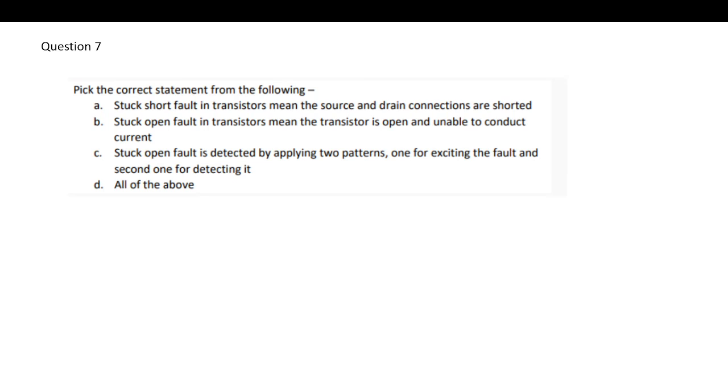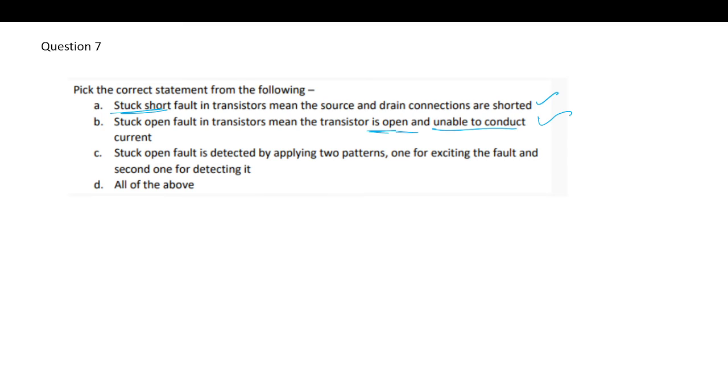Pick the correct statement from the following. So the stuck short fault in a transistor means the source and drain connections are shorted. Yes, this is true. When the source and drain are shorted, that transistor is always going to be in the conducting state. And stuck open means the transistor is not going to conduct, so it is unable to conduct, that means it is in the open state. So this is also correct.